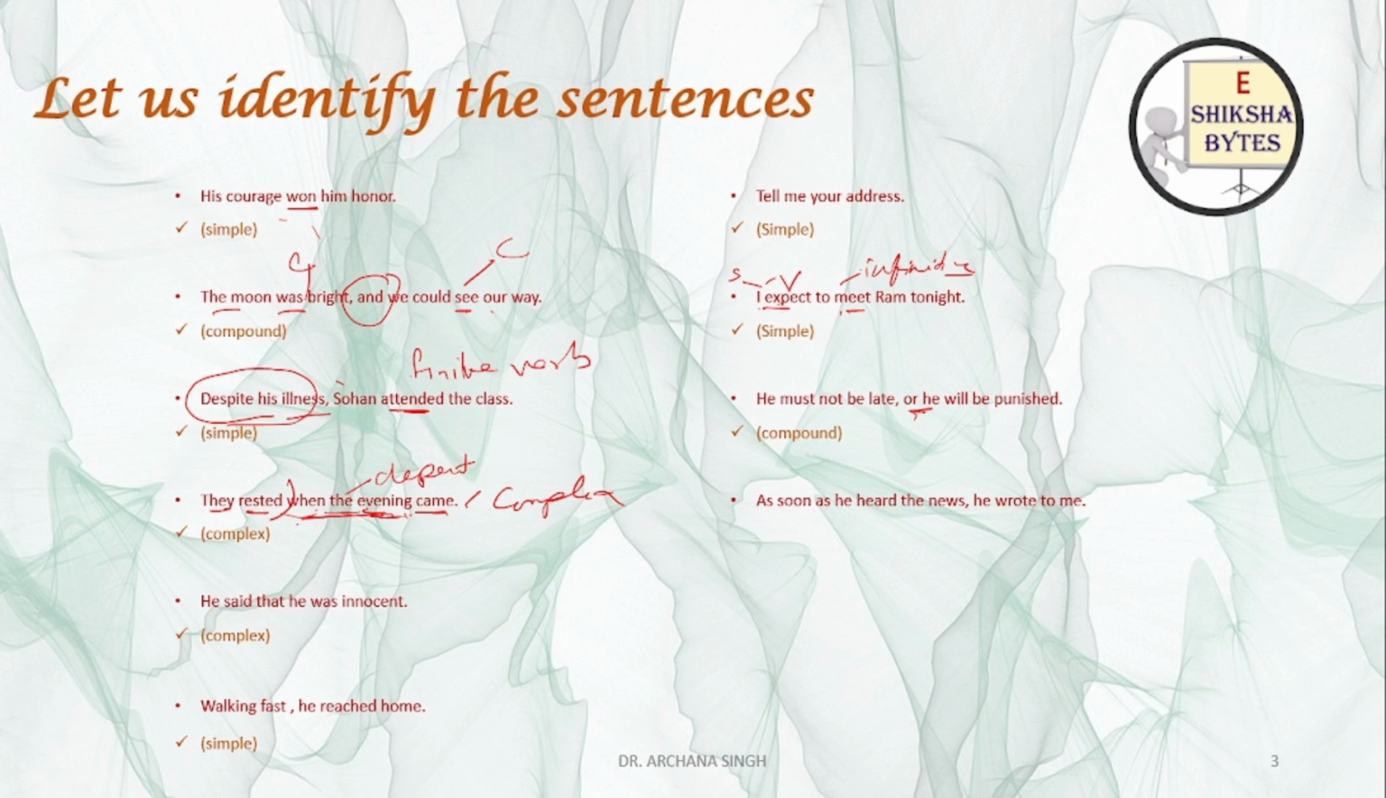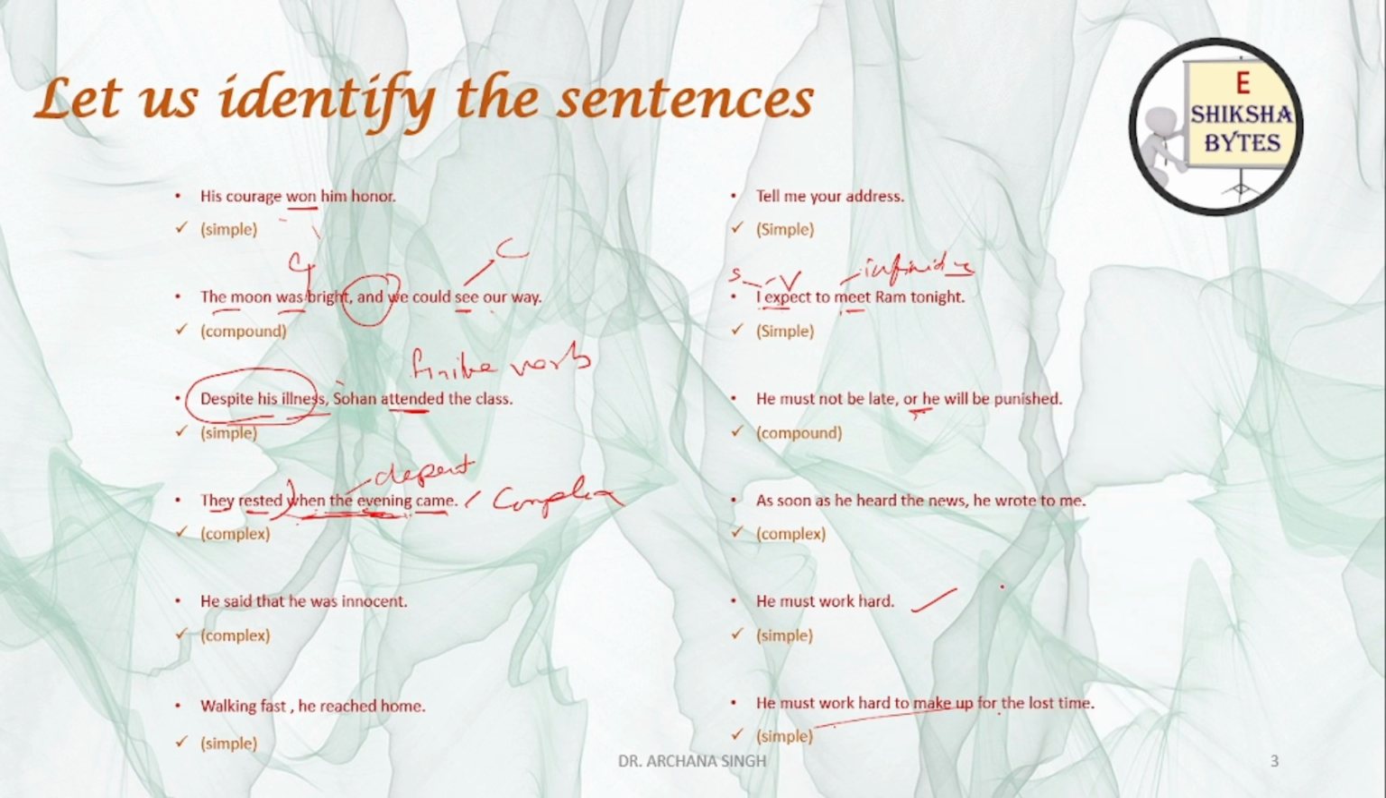Then, as soon as he heard the news, he wrote to me. This is your complex sentence. He must work hard. This is your simple sentence. And he must work hard to make up for the loss. This is also simple. So you might get confused. How come this sentence is also a simple sentence, and this, he must work hard to make up for the lost time, is also a simple sentence?